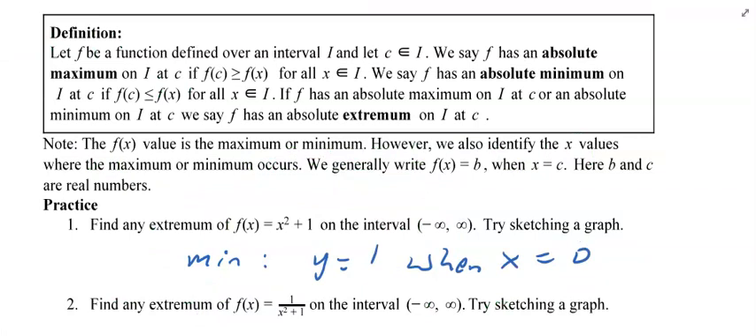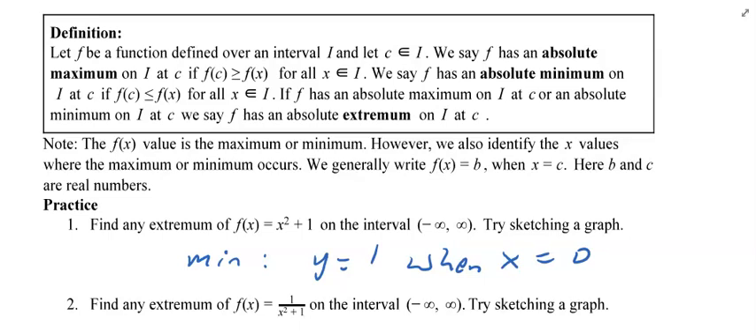Definitions. Let f of x be a function defined over an interval I, and let c be an element of I. That means c, the x value, is included in that interval. We say that f has an absolute maximum on I at c if f of c is greater than or equal to f of x for all x in I. We say that f has an absolute minimum on I at c if f of c is less than or equal to f of x for all x in I.